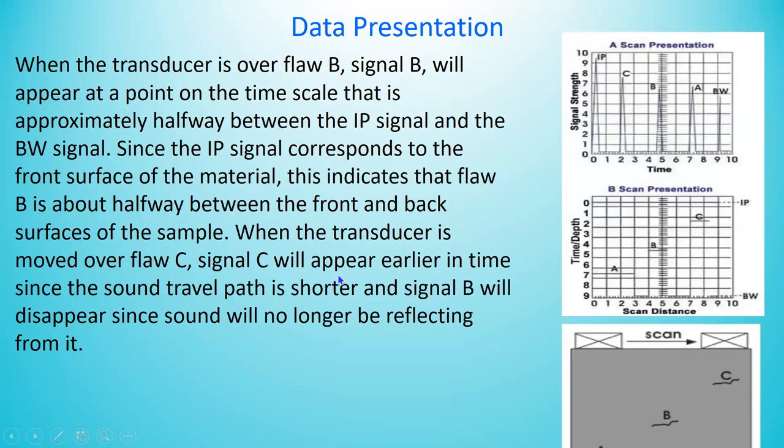Now when the transducer is over flaw B, signal B will appear at a point on the time scale that is approximately halfway between the IP signal and the back wall signal. Since the IP signal, the initial pulse signal, corresponds to the front surface of the material, this indicates that flaw B is about halfway between front and back. And when the transducer is moved over flaw C, signal C will appear earlier in time, since the sound travel path is shorter, and the signal B will disappear, since sound will no longer be reflecting from it.